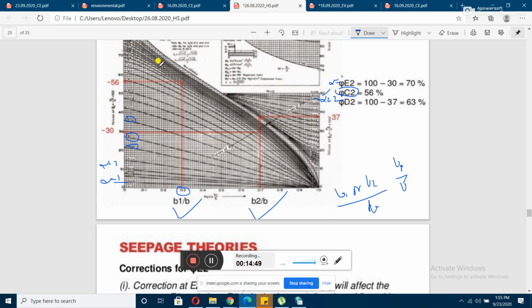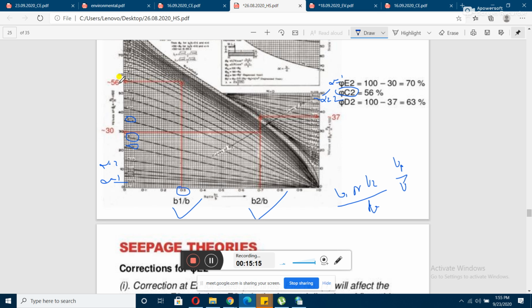So for that purpose you can assume alpha equal to 10 also, or for better results you have to imagine an imaginary curve that will be running between alpha equal to 10 and alpha equal to 9. Okay, so what you have to do, you have to draw a perpendicular from b1 by b to your alpha curve of that particular value. Okay, after that we will be drawing the horizontal.